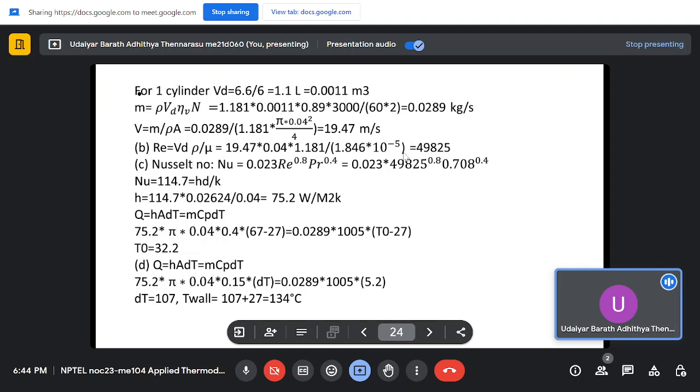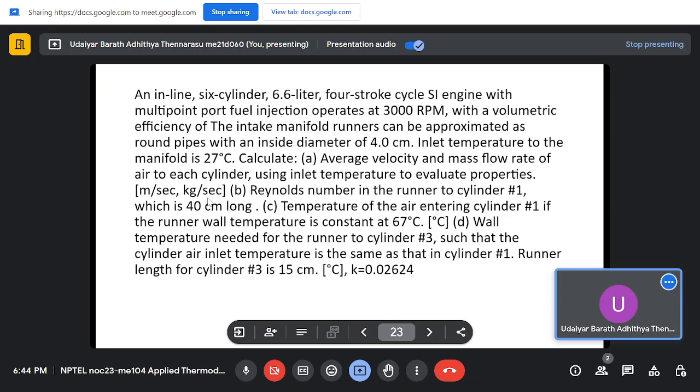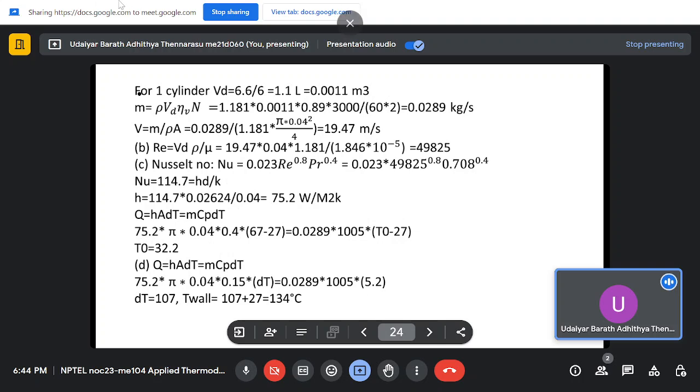So for air, mu is 1.846 into 10 power minus 5, Cp value is known, 1005, divided by K value, which is also known, 0.0264. We can find the Prandtl number. Substituting that, the Prandtl number comes out to be 0.708. Substituting this in the Nusselt number relation for Dittus-Boelter, we get the Nusselt number as 114.7. This Nusselt number is nothing but h d by K. So the K value is known, D value is known, 0.04. So we will get h value as 75.2 watt per meter square Kelvin.